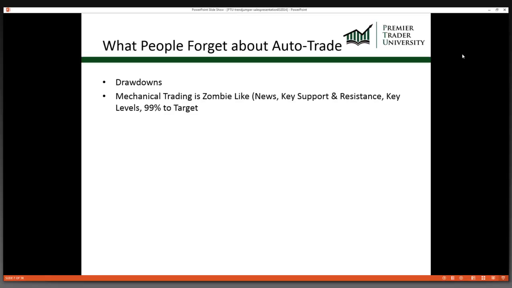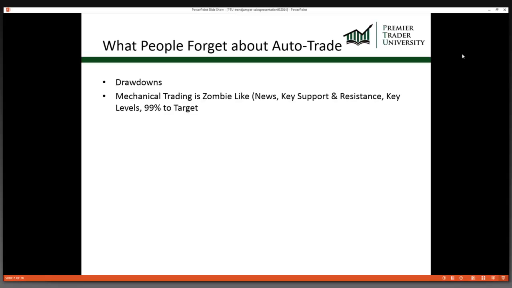The other thing people forget about auto trade is that you can't intervene if you rely on it 100%, so it's kind of like zombie-like trading. And anybody who's really learned how to trade realizes that you've got to understand news. You have to understand that there are definite chart levels on a chart that are highly challenging for a market to get through, that a mechanical system is just not going to deal with.